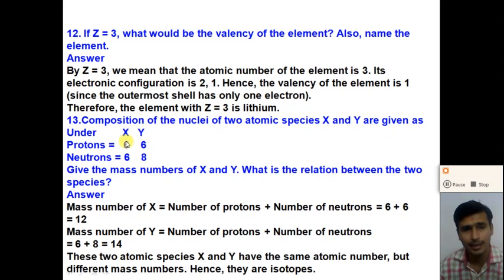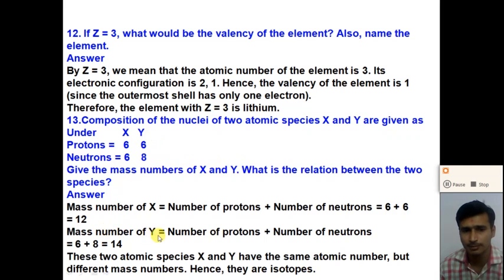So here element X has 6 protons and 6 neutrons. What will be the mass number? The mass number of an element is the number of protons plus the number of neutrons. In element X, there are 6 protons and 6 neutrons, so its mass number is 12. So element X has atomic number 6 and mass number 12. Now element Y.